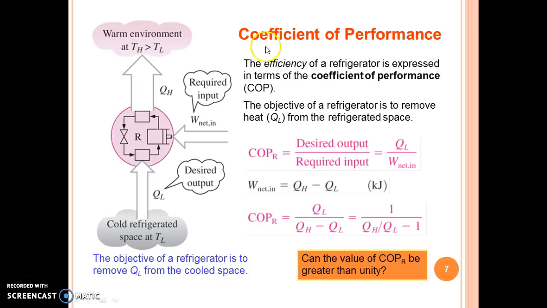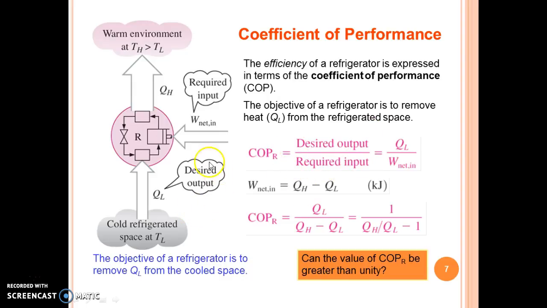Now, again, the efficiency of a refrigerator is always expressed in terms of coefficient of performance or COP. Here, this is the figure. This is our refrigerator, which is used to extract heat from a low temperature body or sink and supply it to a high temperature body or the source. Here, actually, we define coefficient of performance as the ratio of the desired output to required input.